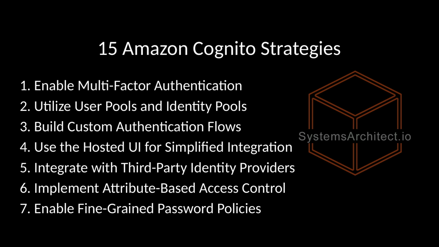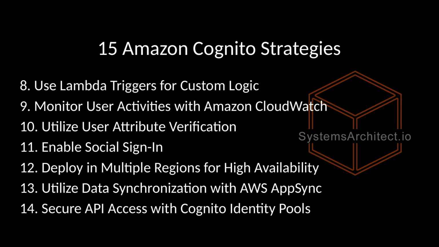15 Amazon Cognito strategies. 1. Enable multi-factor authentication. 2. Utilize user pools and identity pools. 3. Build custom authentication flows. 4. Use the hosted UI or managed login. 5. Integrate with third-party identity providers. 6. Implement attribute-based access control. 7. Enable fine-grained password policies. 8. Use Lambda triggers for custom logic. 9. Monitor user activities with Amazon CloudWatch.